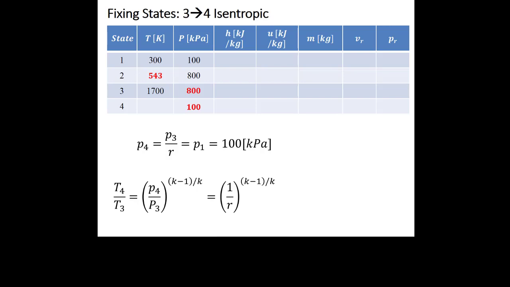So any two states in a Brayton cycle, if they're touching the outside air, the external environment, they have to be the same pressure, right? So then remember, we used our isentropic relationship again. That gave us T4.